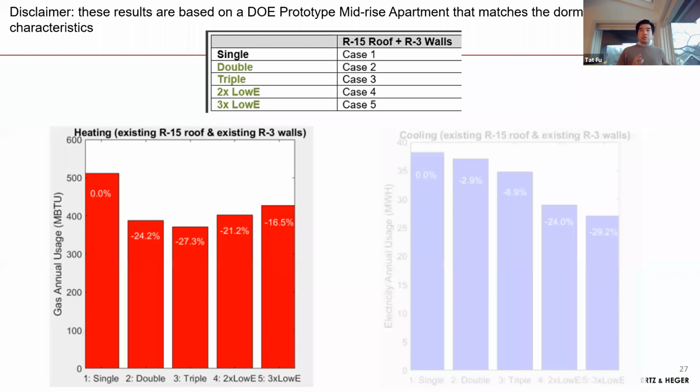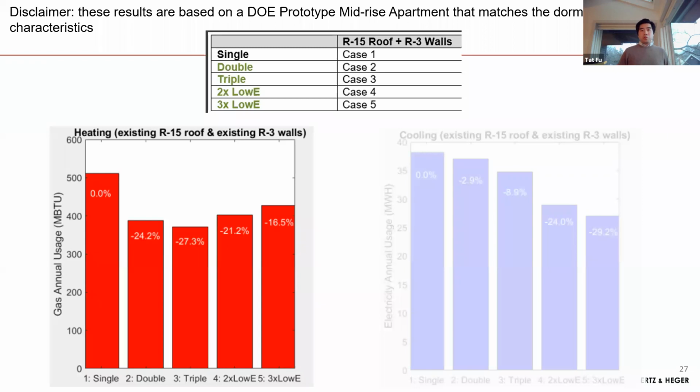So to summarize, we want to get the annual usage data. What you're looking at right now is 2 different graphs, the heating and the cooling, for the first 5 cases with different window configurations. Case 1 is single pane, cases 2 and 3 are double and triple pane, and cases 4 and 5 are low E coating. What you see is different bars.